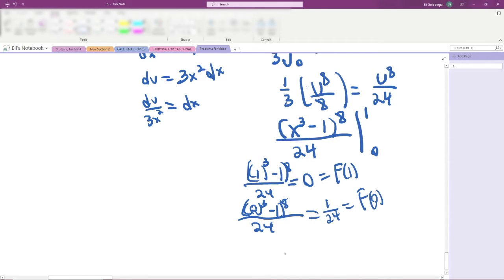But we can't forget, we need to subtract that from f of 1, which happens to be 0. So 0 minus 1/24 equals negative 1/24. And that's our answer.